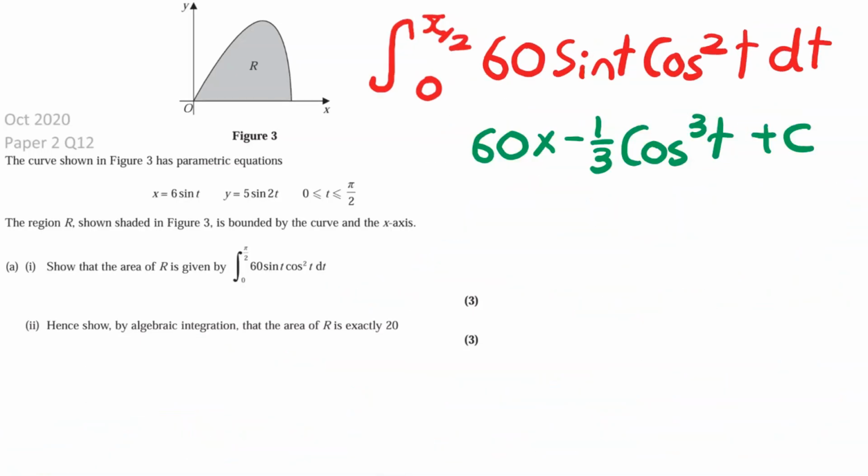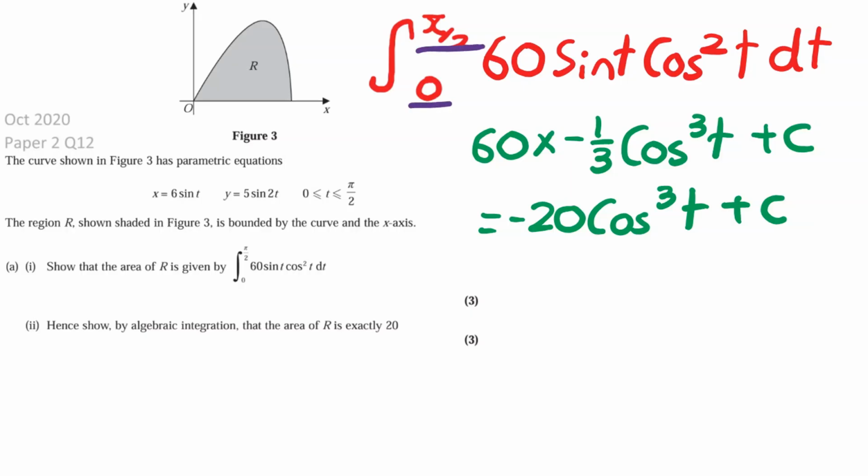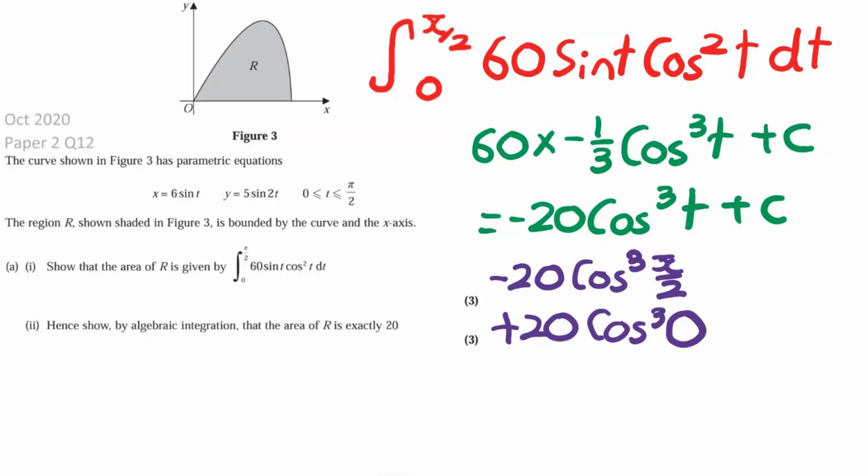Okay, so we have 60 multiplied by this minus 1 over 3 cos cubed t, which will simplify down to minus 20 cos cubed t, like this here. So therefore now we're going to plug in the limits of pi over 2 and 0, which is going to be like this here. And if you put this into your calculator, this is equal to 20.